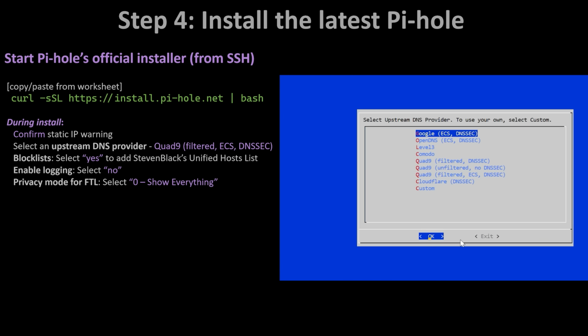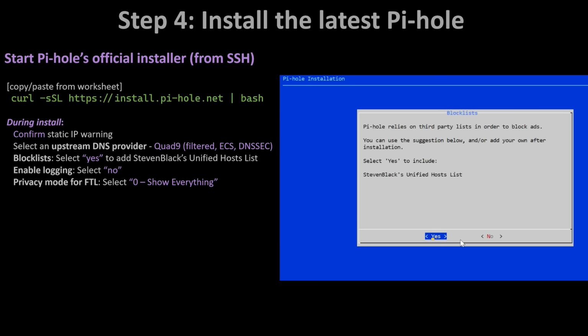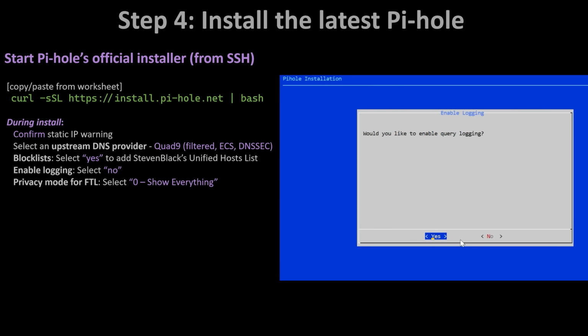I would select Quad9, the filtered ECS DNSSEC, or pretty much any DNSCrypt server if you aren't going to load Unbound. Selecting Google or any other provider is fine if you're going to be loading Unbound later in the install. When prompted for block lists, select Yes to add Steven Black's unified host list. When asked about enabling logging, select No.